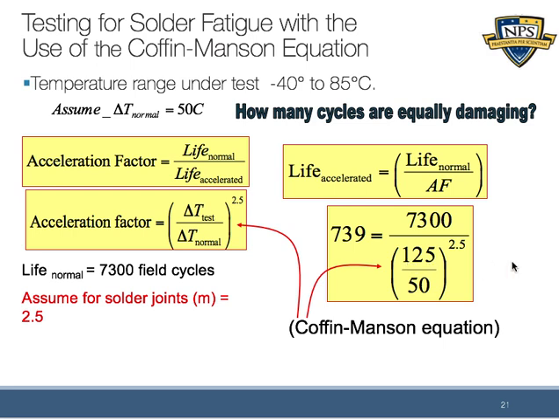And what happens is you have roughly a factor of 10 reduction in the number of cycles, right? So it would take us 739 cycles going from low to high temperature, which would be a delta of 125 degrees Celsius, in order to be equal to the typical lifetime of 7,300 cycles at the delta T of 50. So that's essentially what it's saying.